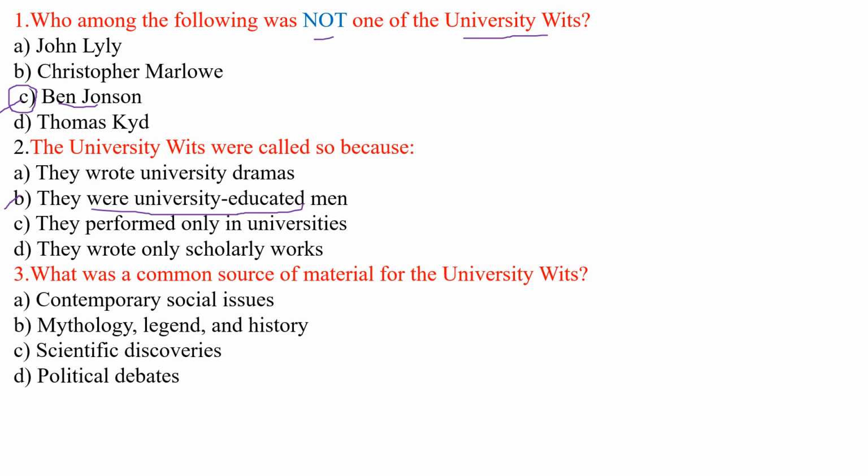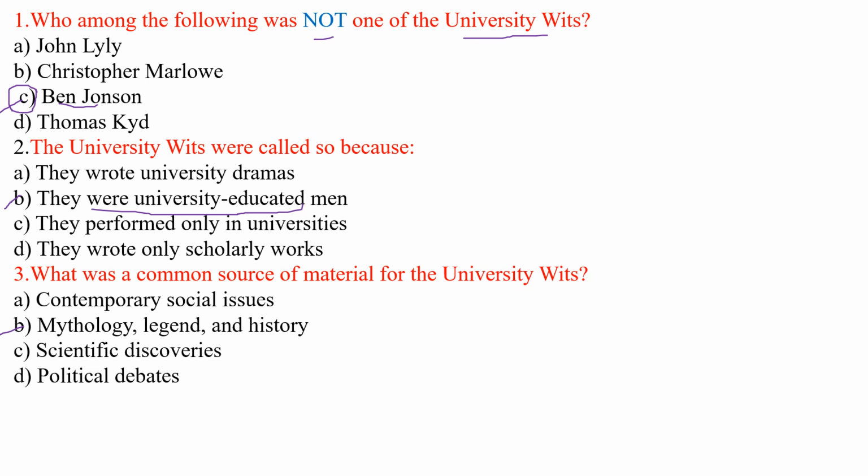What was a common source of material for the University Wits? So option A, contemporary social issues. This is not the correct answer. Mythology, legend, and history. This is the correct option for question 3. Mythology, legend, and history was a common source of material for the University Wits, because they took their themes from mythology, history, and they didn't take entirely new plots.